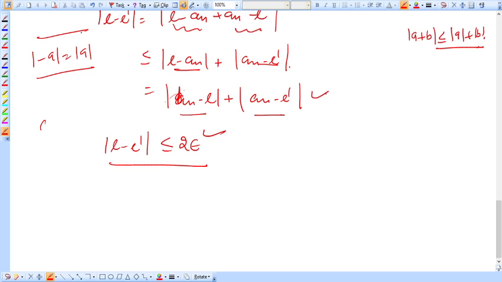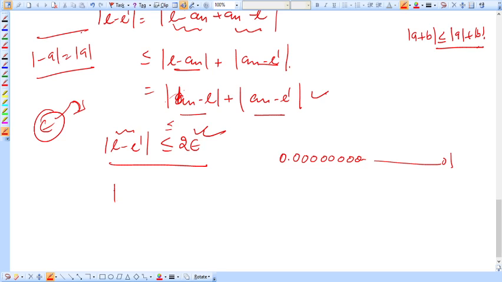Since epsilon is taken arbitrarily, it could be very small. If epsilon is a very small but positive number, this difference must be smaller than that positive number. Epsilon could be 0.000000 and so on. So what is the number which is smaller than this? It is 0. Since epsilon can be very small, this has to be equal to 0. So this implies L must be equal to L'.